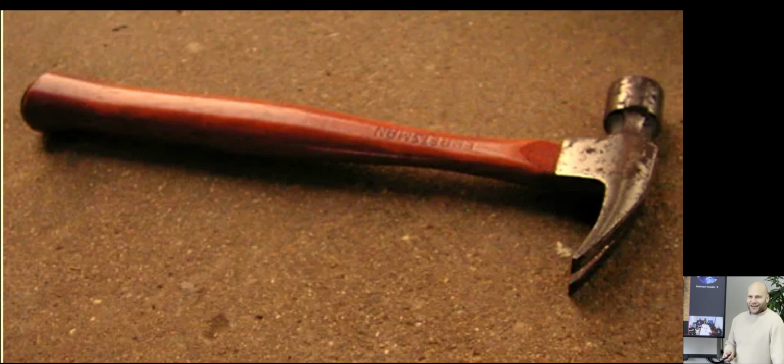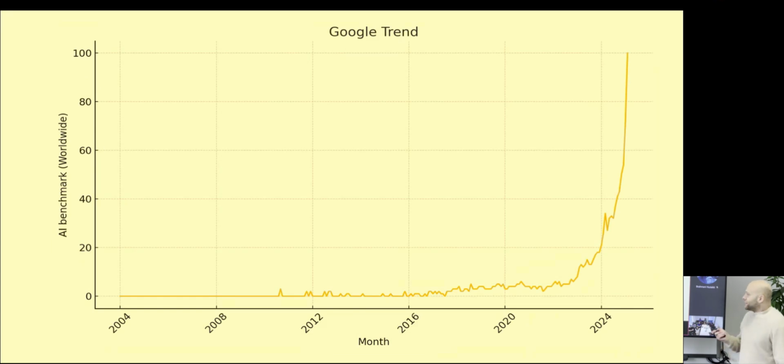I will leave the hammer aside, but we will come back to it. So this is a time series from Google Trends about how often the n-gram "AI benchmark" is used over time. And you can see that after the launch of ChatGPT, or the new wave of generative AI, the use of the term has boomed. So the question is why: what do AI benchmarks bring to the community, to the engineers, etc.?